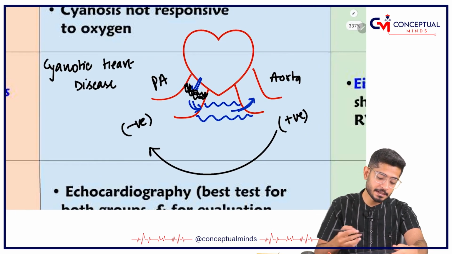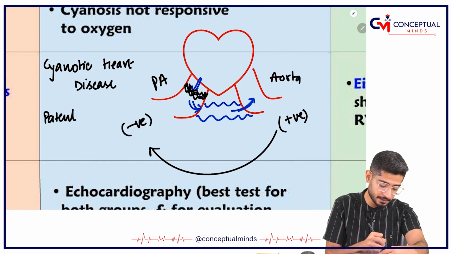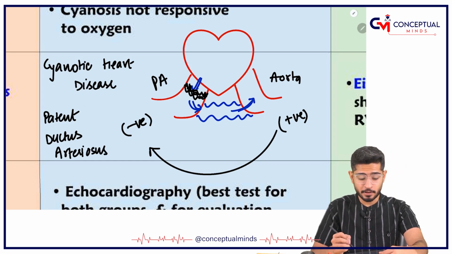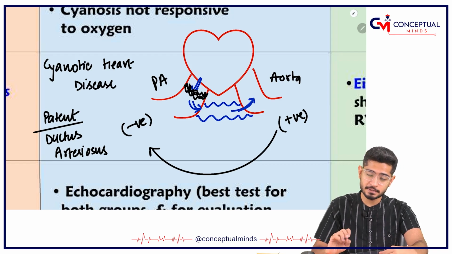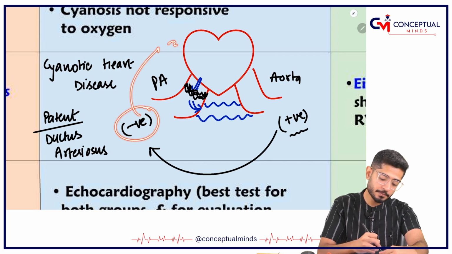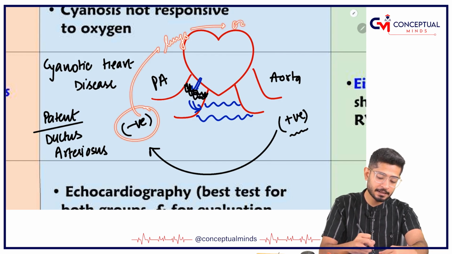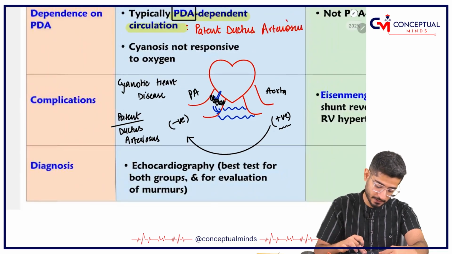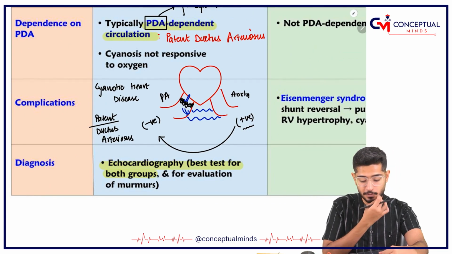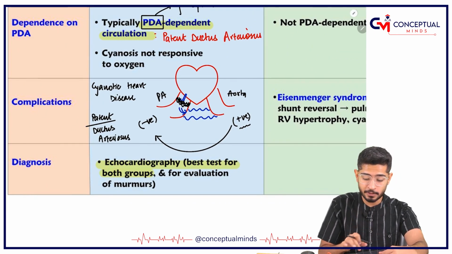Understand, PDA means patent ductus arteriosus. The ductus arteriosus is a duct which is there in fetal life. But if it is patent in infants, the blood is going to go from the aorta, because it is at a higher pressure, to the pulmonary artery, and from the pulmonary artery it can go to the lungs and get oxygenated. So there will be no cyanosis. You getting it? That's good. So how will you diagnose it? For both groups of conditions, echo is the most important part of the diagnosis.